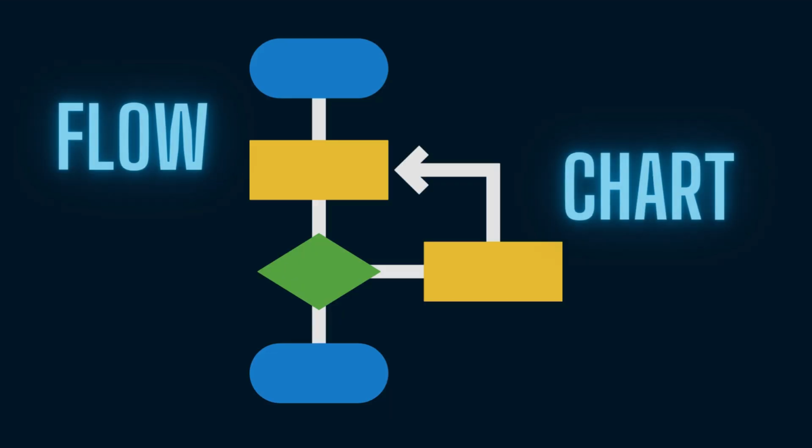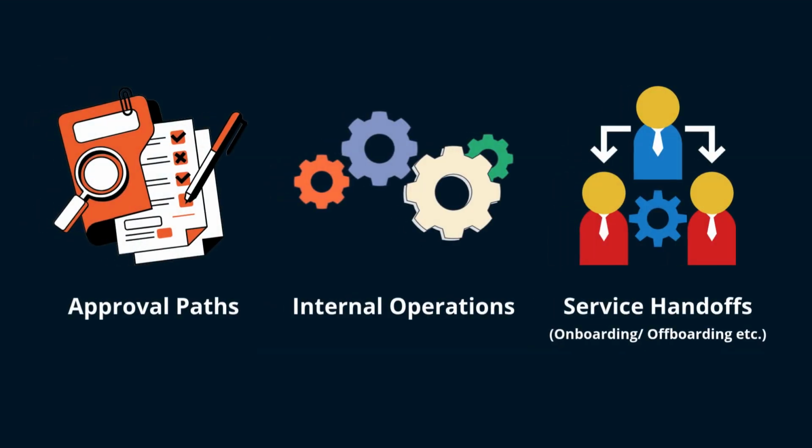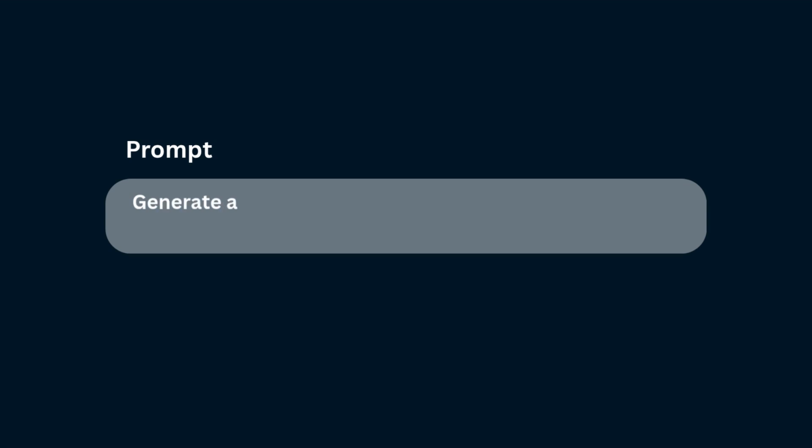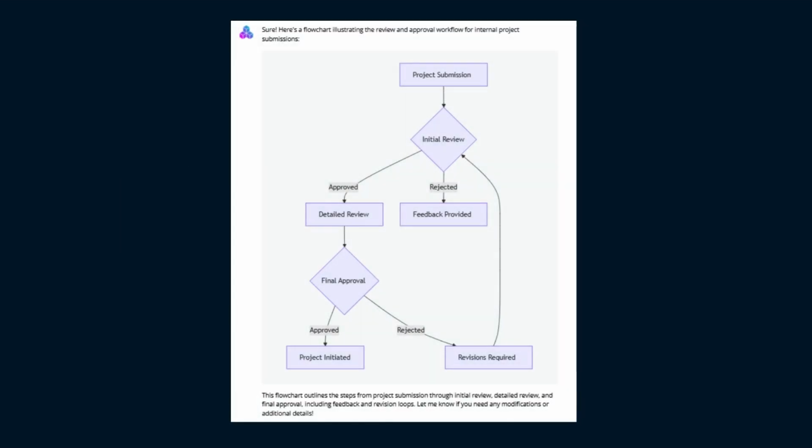Next, the flowchart. This is ideal for visualizing multi-step procedures or workflows, whether you're mapping approval paths, internal operations, or service handoffs. Say you're trying to improve how internal project proposals get reviewed and approved. Just prompt, generate a flowchart showing the review and approval workflow for internal project submissions. The resulting diagram clarifies responsibilities, decision points, and dependencies across teams, useful for both onboarding and process improvement.